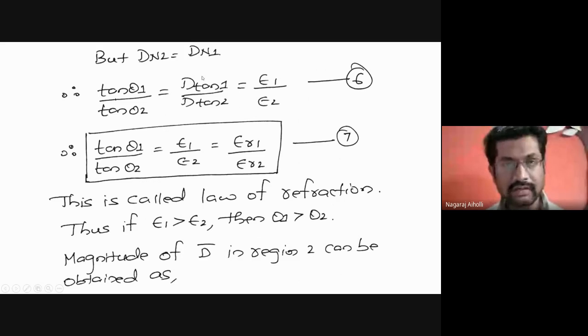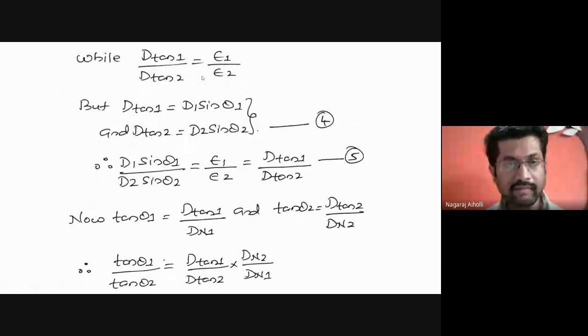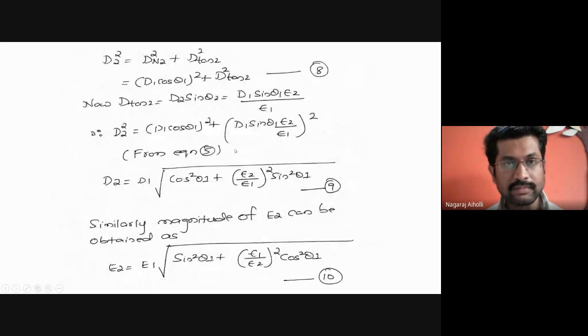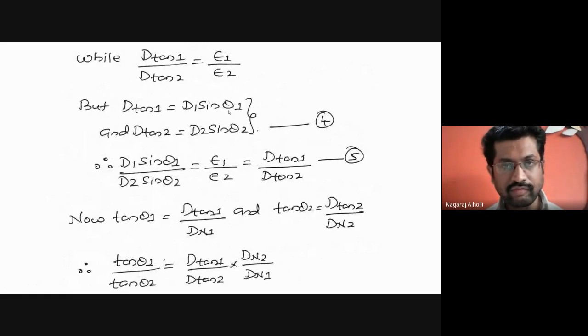But what is Dn1? Write it: Dn1 is D1 cos theta 1. Substitute this in place of Dn2 as D1 cos theta 1. So in place of Dn2, D1 cos theta 1 square plus D tan 2 square. Now D tan 2 is equal to D2 sin theta 2. Go to equation number 4. D tan 2 is D2 sin theta 2.